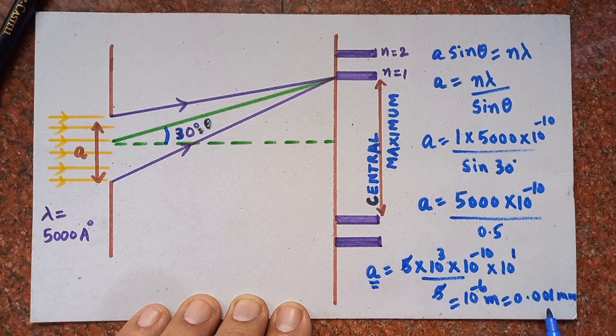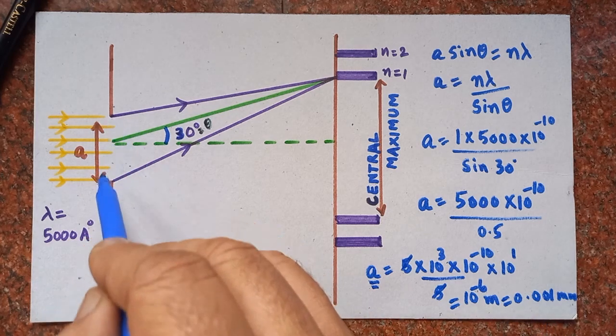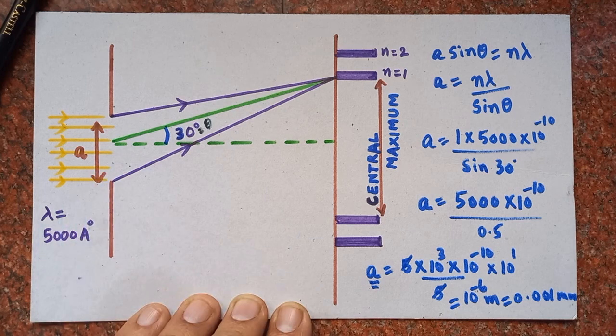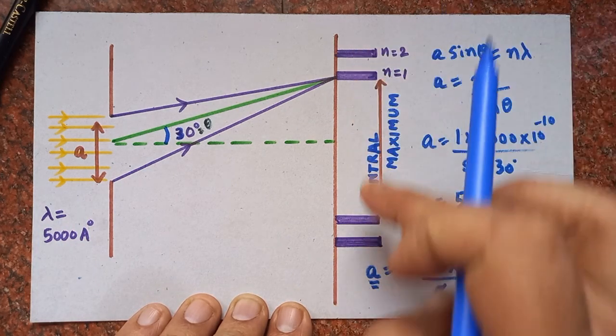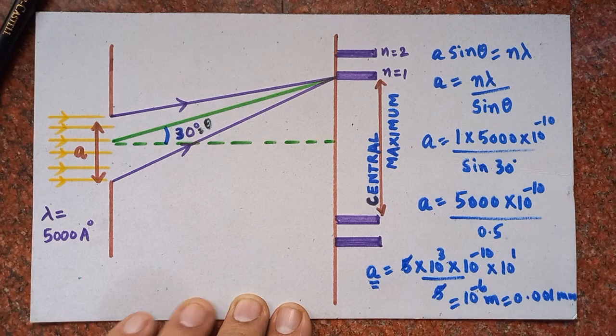Look at the value of a. The value of a is very small. 1 millimeter itself is very small, so 0.001 millimeter means you can just imagine how narrow the width of the slit should be. That's why it is able to create this kind of diffraction pattern on the screen. So this is a very simple problem, and may be asked for 2 marks also. Practice this kind of problem.